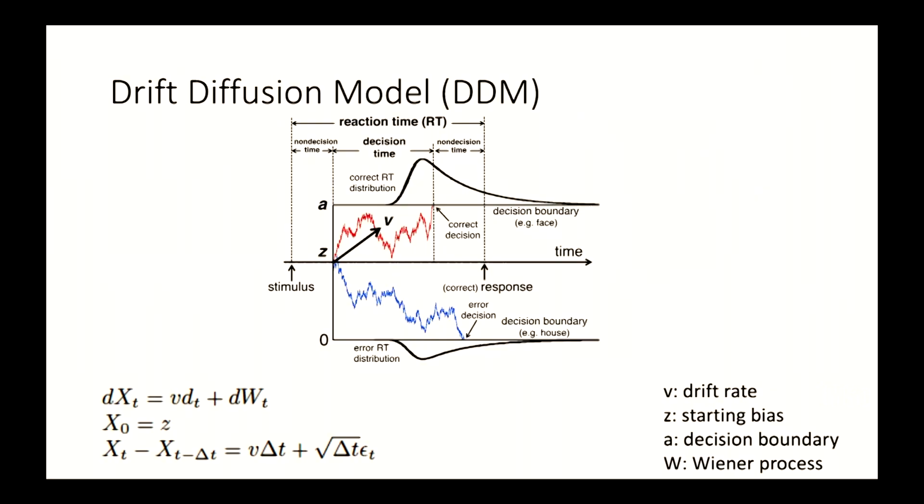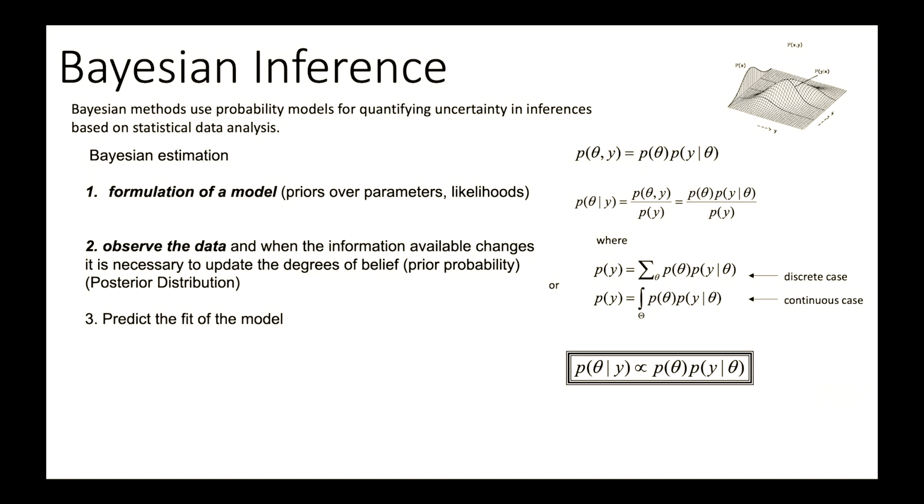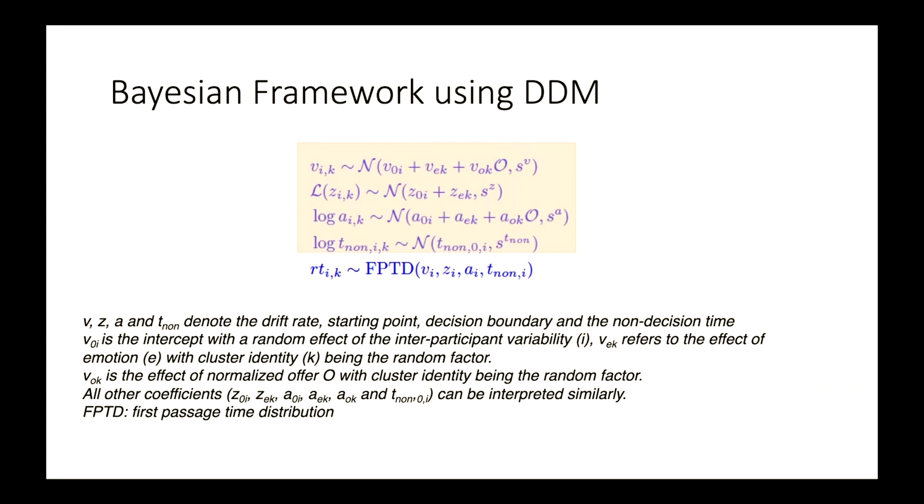So, essentially what we do is, in our model we have to estimate this drift rate, starting bias, decision boundary. Okay, and how we estimate is we used a hierarchical Bayes inference. Okay. So, Bayes inference is pretty much you formulate a model, you give the priors and the likelihood, and it gives you a posterior probability distribution. So, unlike the classical inference where you just get a point estimate, here you get an entire distribution. Okay. So, this is our Bayesian framework where these are the priors that we give, and this is the likelihood. FPTD is that first passage time distribution. So, do not worry about all this.